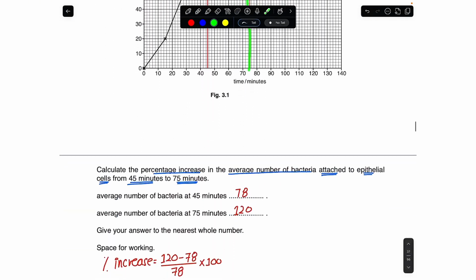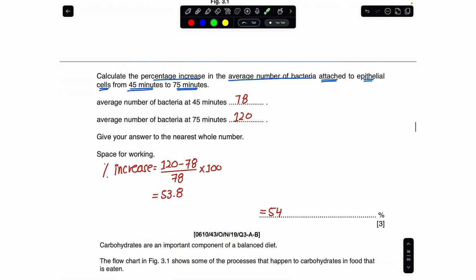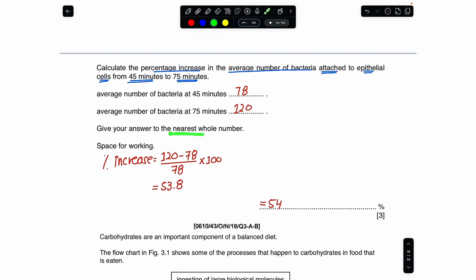Now, the percentage increase becomes easier for us to calculate, and it has to be to the nearest whole number. When you are required to calculate the percentage increase, the final value should be bigger, and we need to subtract the initial value, which would be smaller. We would divide it by the initial value, and since this is a percentage increase, I would multiply it by 100. Since we have to write it to the nearest whole number, the answer we are getting is 53.8. So we would round it off to the nearest whole number, and this would become 54%.